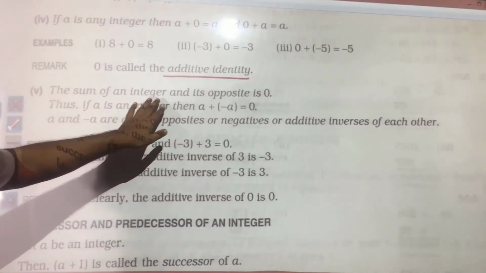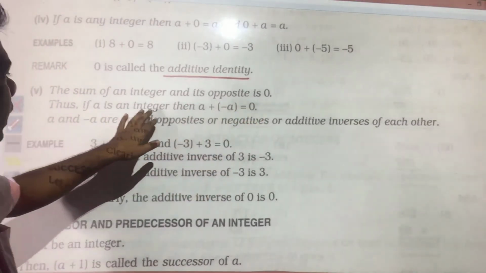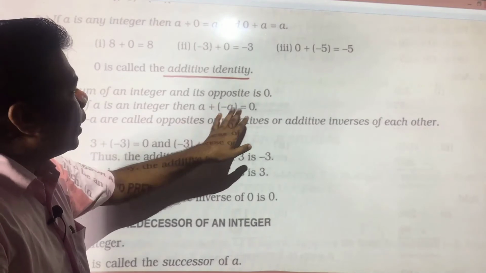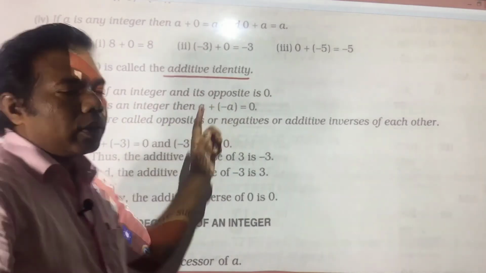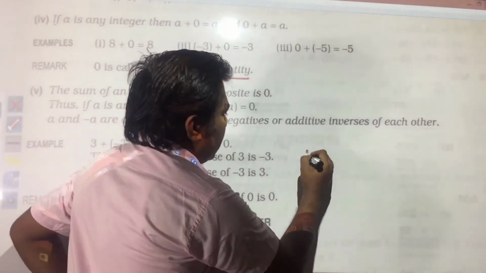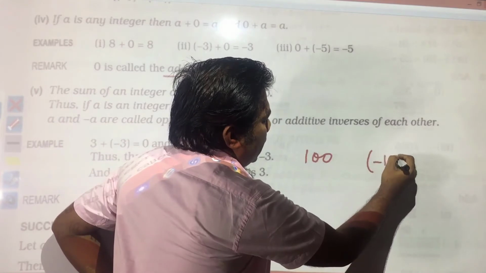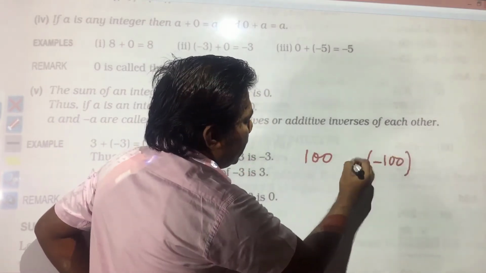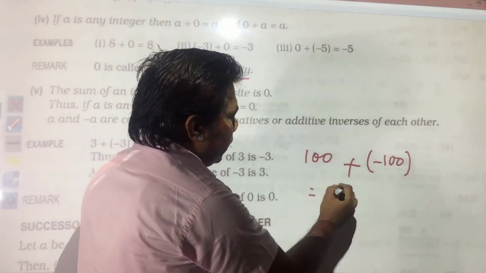The sum of an integer and its opposite is 0. Thus, if a is an integer, then a plus minus a is equal to 0. Sum of an integer and its opposite. Suppose you have 100 and its opposite, which means minus 100. When you are adding these, you want to get the sum. What will you get? You will get 0.